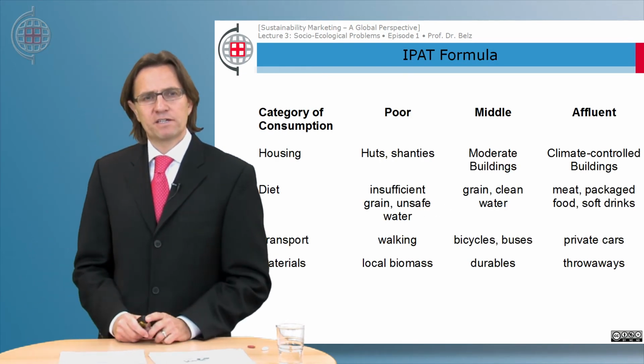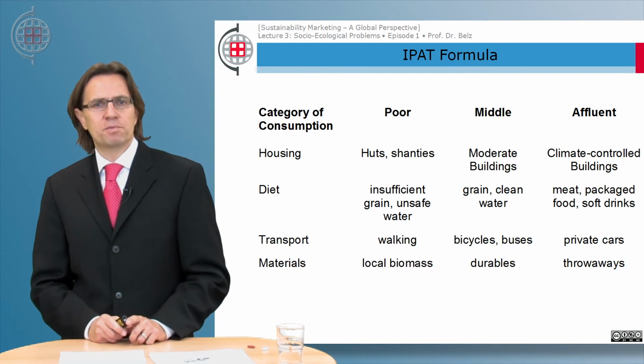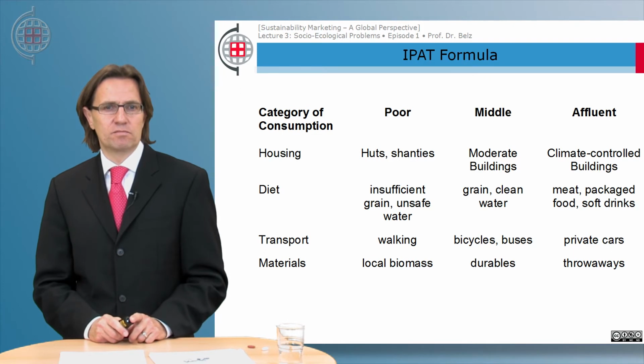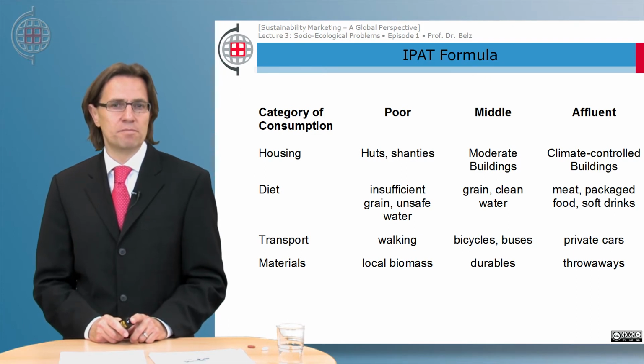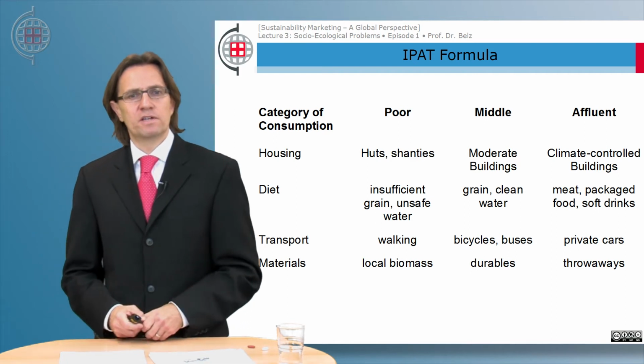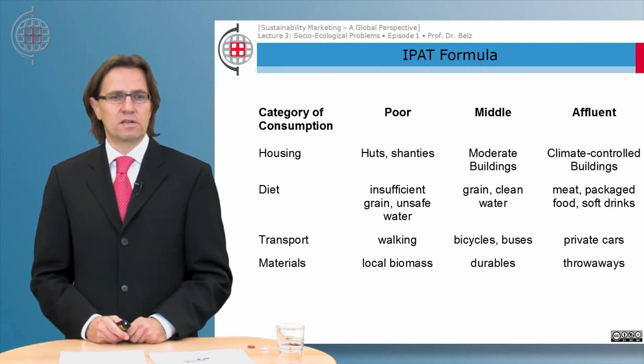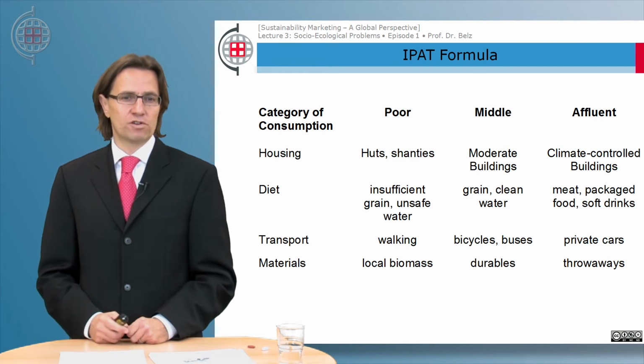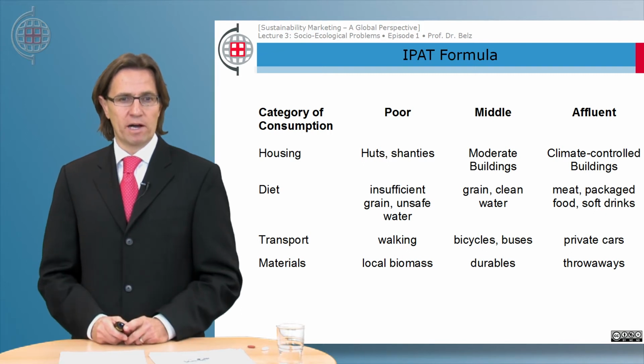From a global perspective, we can differentiate between 3 different categories or groups of consumption: the poor, the middle class, and the affluent, or the so-called global consumer class. The poor just live in huts or shanties. They have an insufficient diet, unsafe water. They just walk and they mainly live on local biomass like wood, for example.